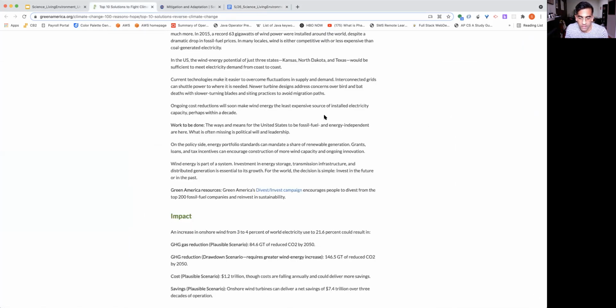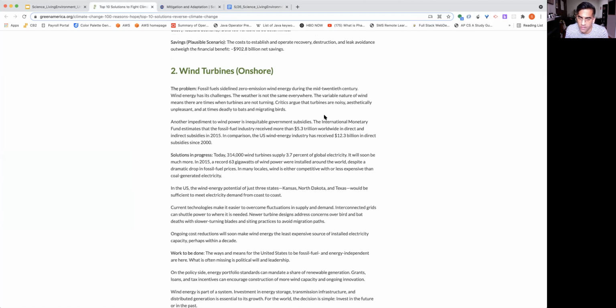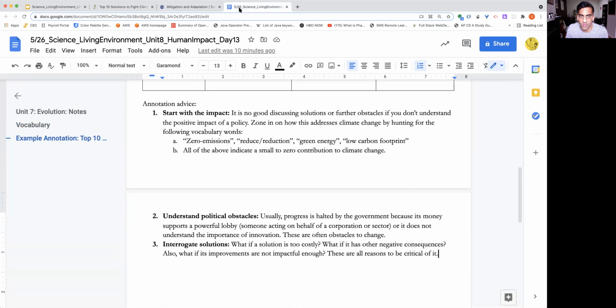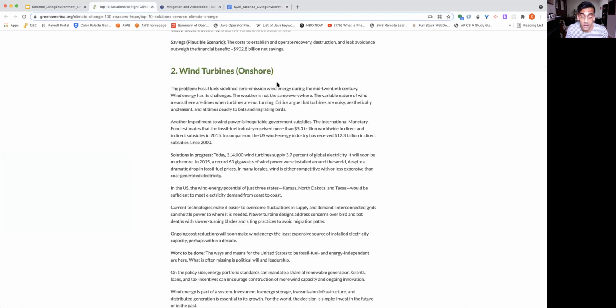So I look over here. Usually we find these things at the beginning. Again, the vocabulary words that I'm looking for: zero emissions, reduce or reduction, green energy, and low carbon footprint. And as I explained, all of the above indicate a small to zero contribution to climate change. So they'll be good for the environment. So if I look here, I can see that wind energy is zero emissions, all right? And then they talk about some of the obstacles. We're going to come back to that later on, all right?